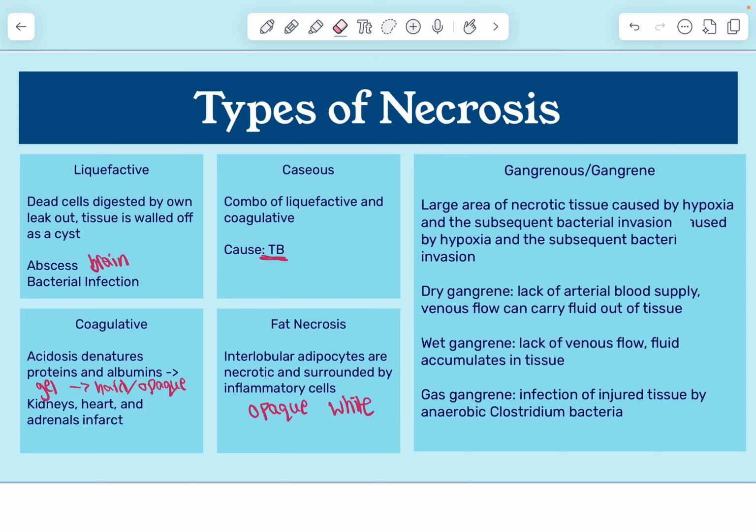The last type of gangrene is gas gangrene, and this is an infection of injured tissues by anaerobic Clostridium bacteria. With this, you're going to see bubbles of gas form in muscle cells, and it can cause death because of shock.